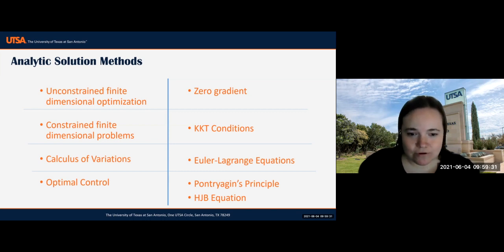And in optimal control, there's what's called Pontryagin's principle, and there's also the HJB equation, the Hamilton-Jacobi-Bellman equation. A lot of mathematicians in that one. Pontryagin's principle gives you an ordinary differential equation, a system of ordinary differential equations. And if you solve it, you have a candidate solution. The HJB equation gives you a partial differential equation. And if you solve it, you have a candidate solution.